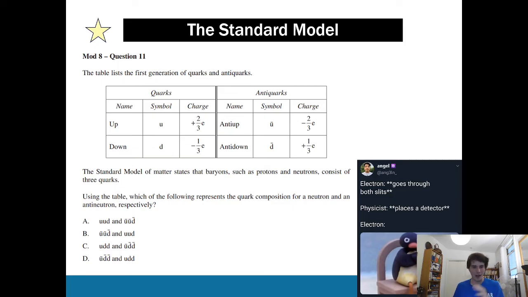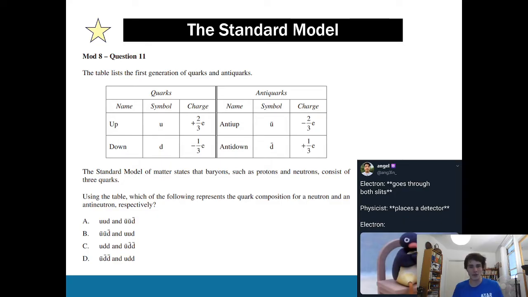Lovely. Someone's just really speed running this question here. So, the table lists the first generation of quarks and antiquarks. The standard model of matter states the baryons, such as protons and neutrons, consist of three quarks. Just as a side note there, that's the kind of thing I would expect them to do in the HSC. Don't quote me on this, but they wouldn't necessarily expect you to know what a baryon is, because it's not specified in the syllabus.